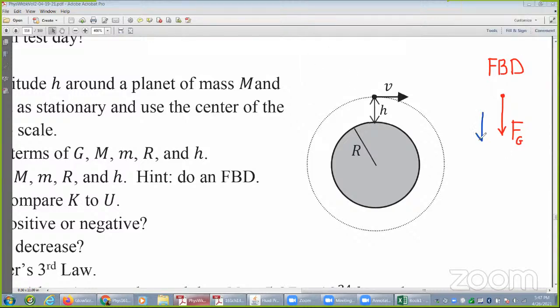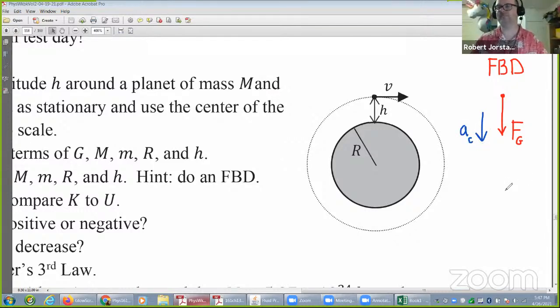This is it. It's accelerating towards the center, right? That's it. Easiest FBD in the whole course. One force causes circular motion. Isn't that cool? One of the things, so I was trying to give you this hint where sometimes on test day, students overthink this circular orbit problem. There's one force towards the center and that's it.